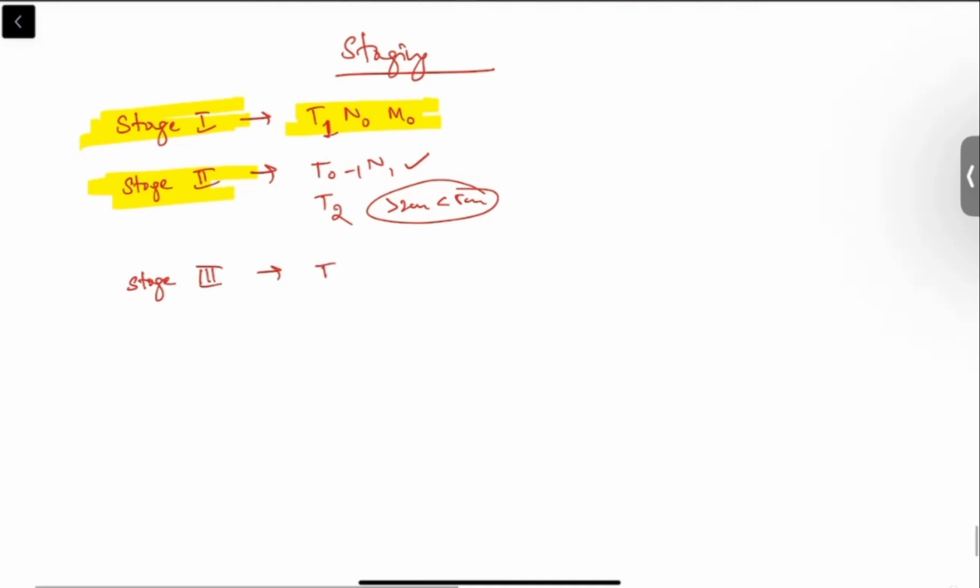Stage 3 is T2, N1 or T3. So T2, N1 means again the tumor is between 2 to 5 cm and the axillary lymph node involved is the ipsilateral axillary lymph node, level 1 and level 2, but it is mobile. T3 means the tumor is more than 5 cm. Stage 4.